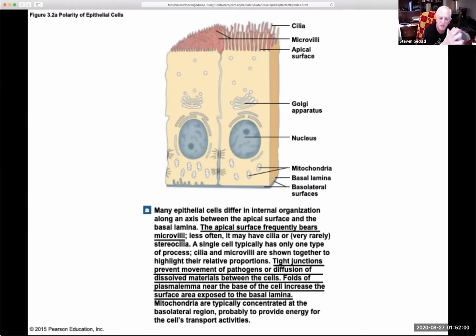Folds of the plasma near the base of the cell membrane increase the surface area to expose the plasma lemma. Okay, so the plasma lemma here is adhered together. At the basal part, there's folds into the plasma lemma, which increases surface area. Increased surface area allows for a greater binding between the basal part of the cells and the plasma lemma. So it basically increases your surface area. And you can see the Golgi apparatus, the nucleus, mitochondria, etc.